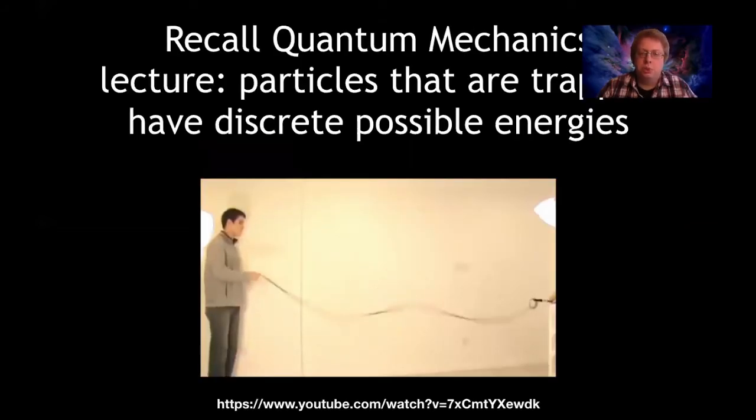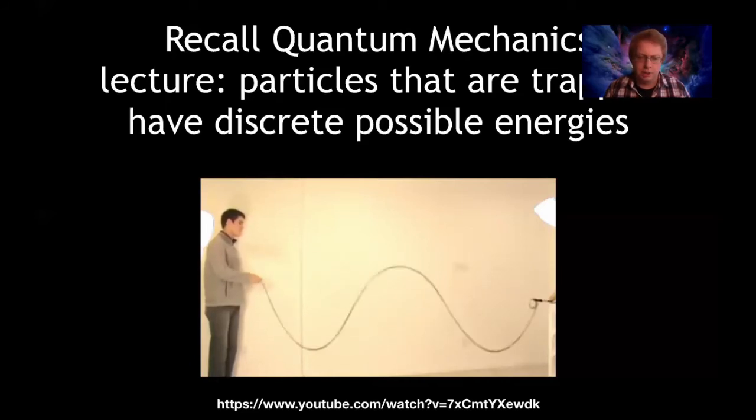So I want you to recall from our last lecture bite in our quantum mechanics lecture that particles in quantum mechanics that are trapped have discrete possible energies. And to remind you of how we got to this, I'm showing you this video of a student who's vibrating a string and causing a standing wave pattern. This stationary standing wave is one of a discrete set. You can have these waves with one lobe or two lobes, in this case 3 lobes, that move up and down, but they don't go anywhere else.